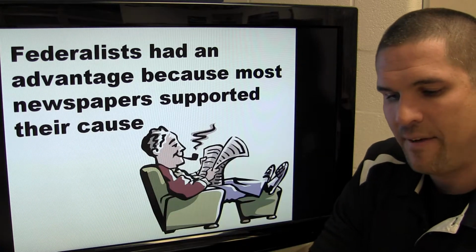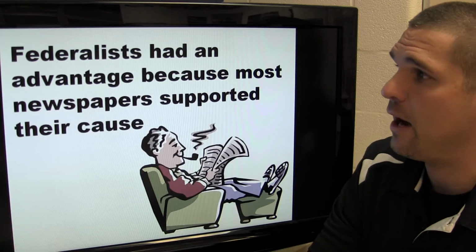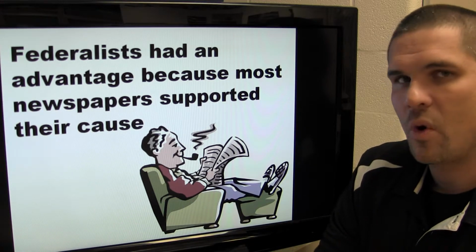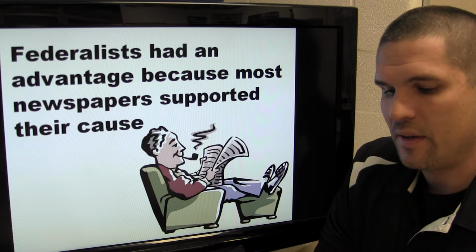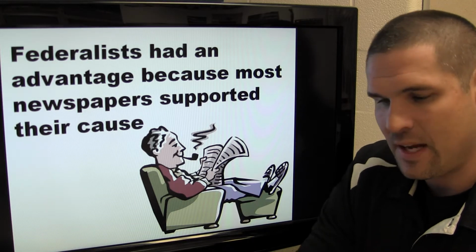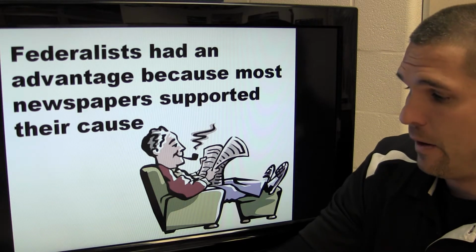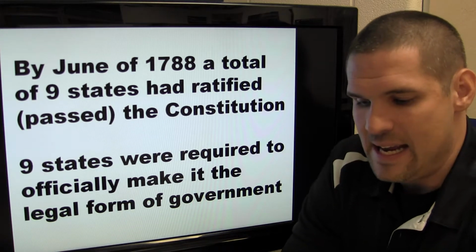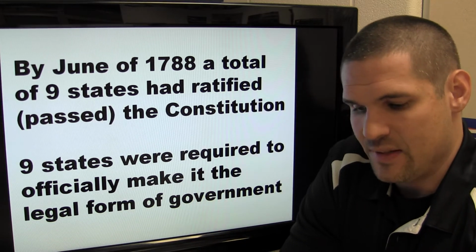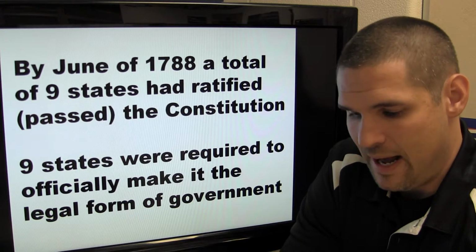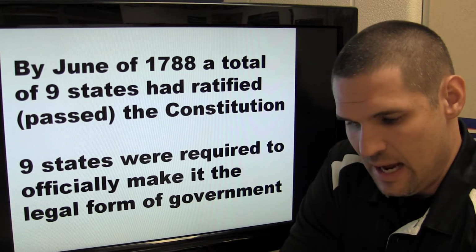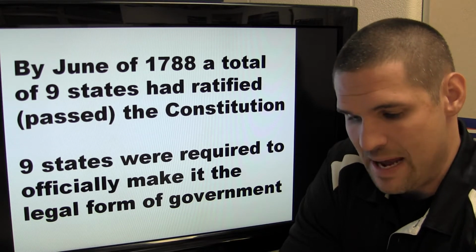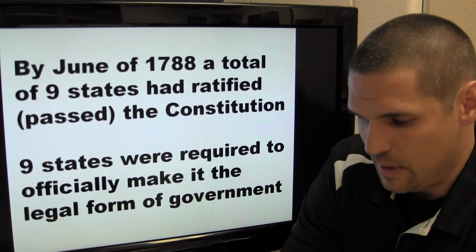Now the Federalists are going to have an advantage in this ratification battle because most of the people who controlled the press supported the cause of the Federalists, and the Anti-Federalists were fighting an uphill battle. So in June of 1788, a total of 9 states had passed or ratified the Constitution. And all they needed was 9 states to formally make this their legal form of government.